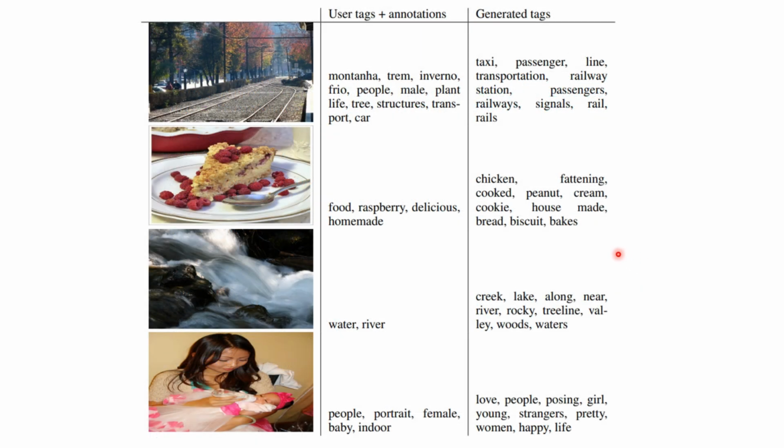Here is an image from the paper, where in the middle column we have the user tags, and in the right column we have the tags generated by the network.